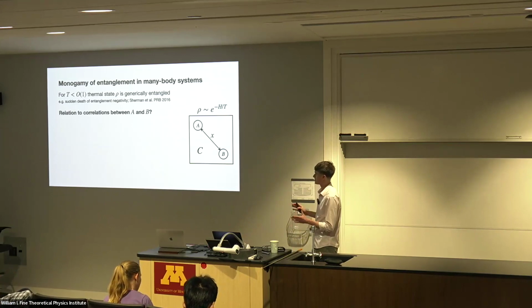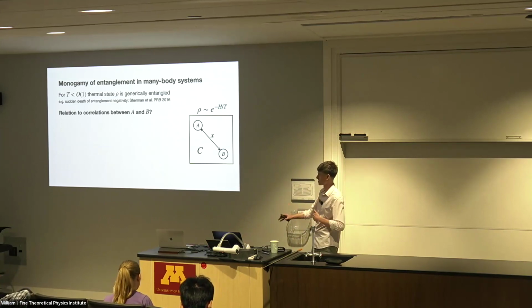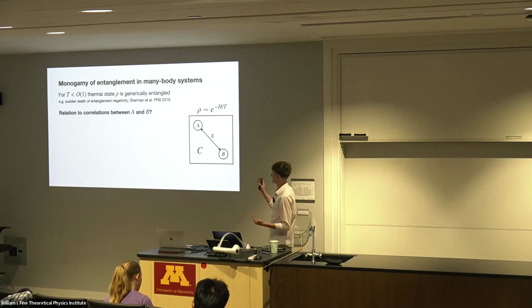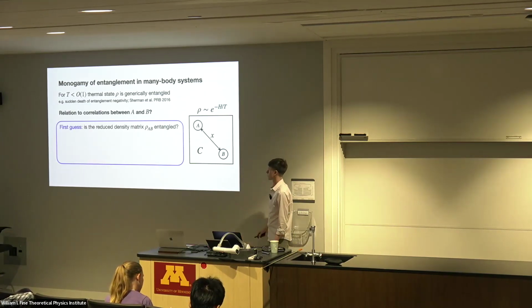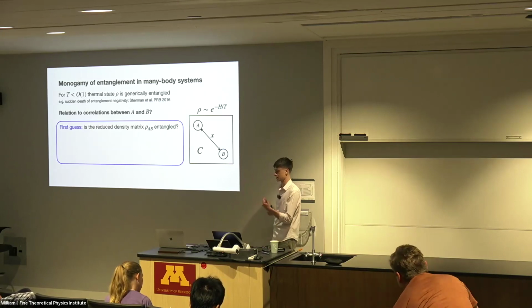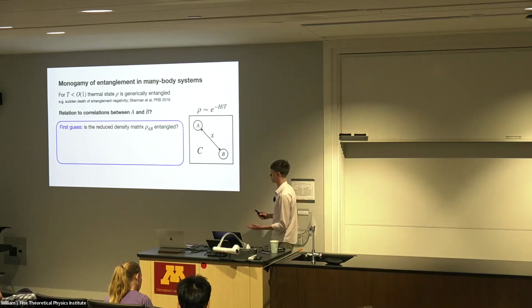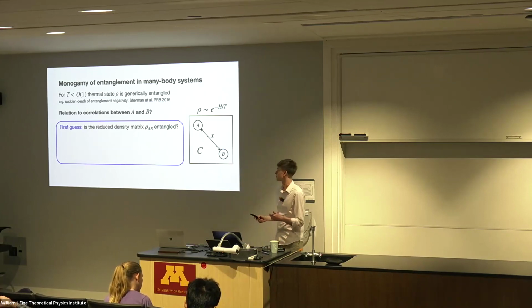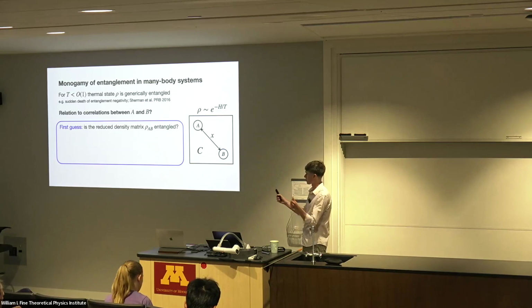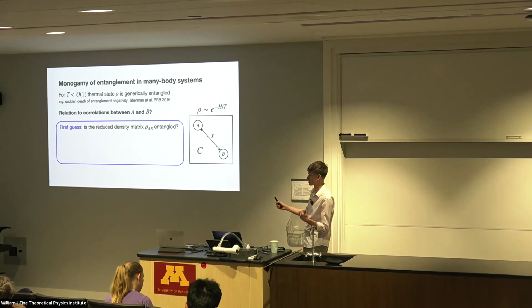To get us towards the answer, we're going to first consider something that does not work. So we imagine we have some thermal state we are interested in at some arbitrary temperature. And what I want to ask is, is the fact that this thermal state is entangled encoded in the reduced density matrix of A and B, okay? The reduced density matrix of A and B captures all of the spatial correlations between A and B. So if there was some connection between these spatial correlations and entanglement, it had better be in that object, right?